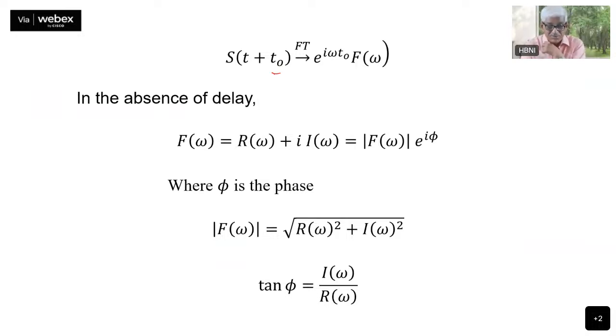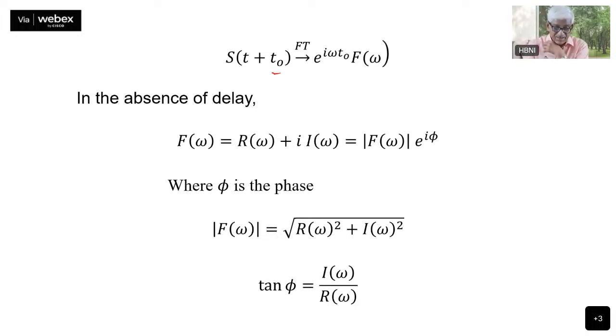So yes, let us say my signal is S(t + t0). This is the delay. So the Fourier transformation will add an additional phase here, e^(iωt0) F(ω). This we saw earlier. This is the digitization, the delayed acquisition.